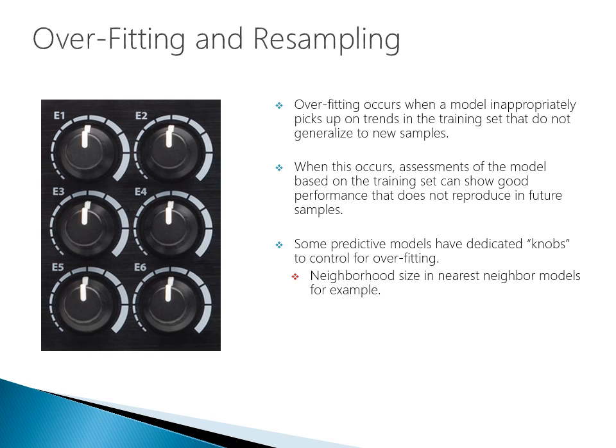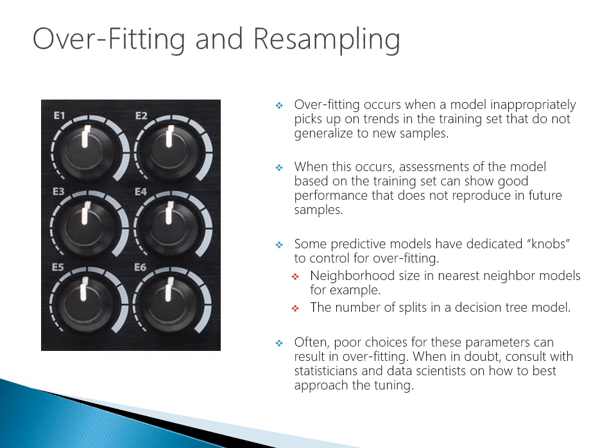The neighborhood size in a k-nearest neighbor model is one example. The number of splits in a decision tree model is another example. Often, poor choices are made for these parameters and result in overfitting. So if you don't understand the nuances of working with these algorithms, you should consult with statisticians and data scientists on how to best approach the tuning of certain models.